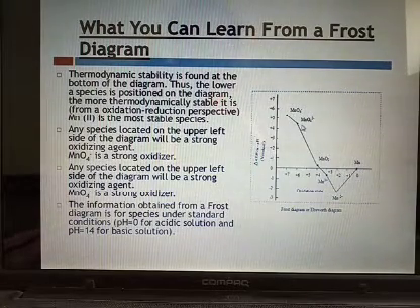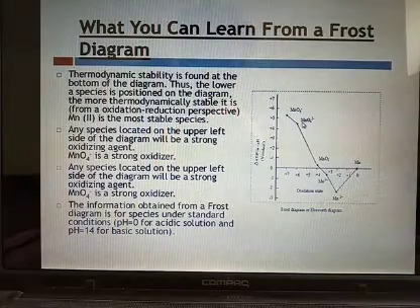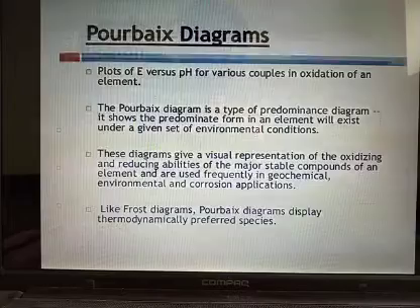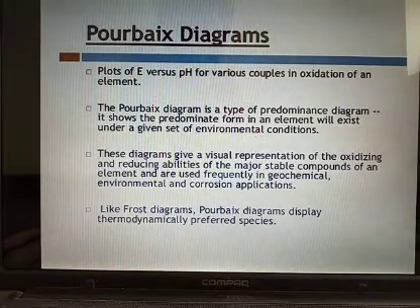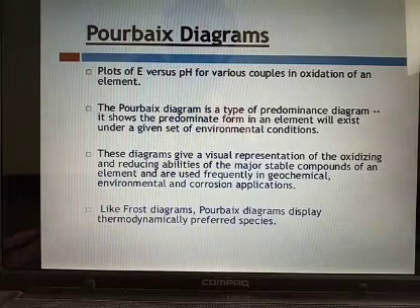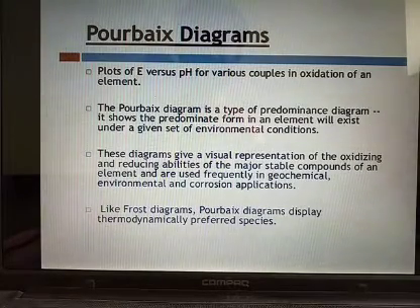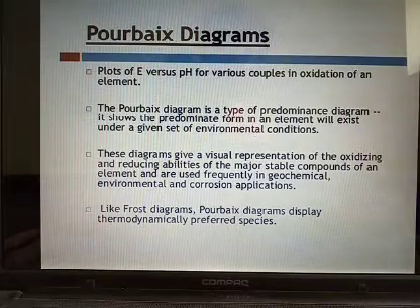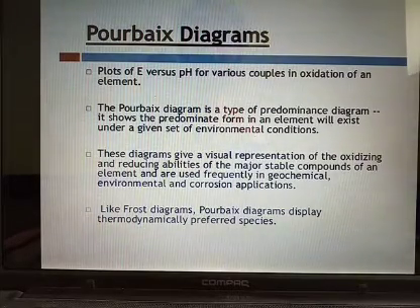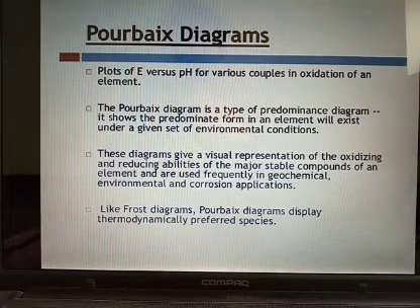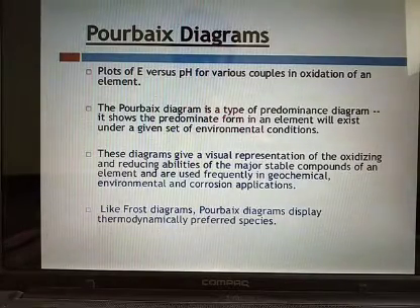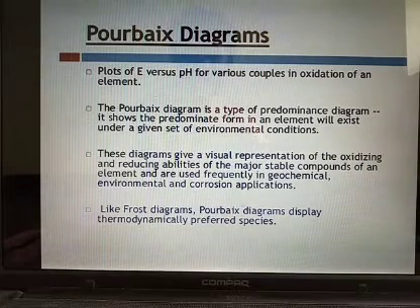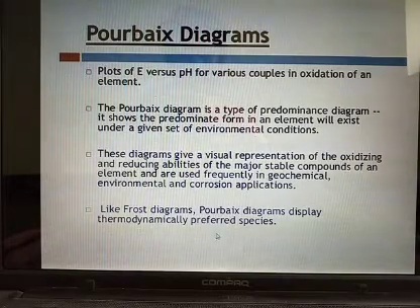The information obtained from the first diagram applies to species under standard conditions, for acidic solution as well as basic solution. The last diagram, the Pourbaix diagram, is a plot of E versus pH for various couples in oxidation and reduction reactions. The Pourbaix diagram is a type of predominance diagram that shows the predominant form an element will take under a given set of environmental conditions. These diagrams give a visual representation of the oxidation and reduction abilities of the major stable components of an environment, and are used in corrosion applications. Like the Frost diagram, the Pourbaix diagram displays thermodynamically preferred species.